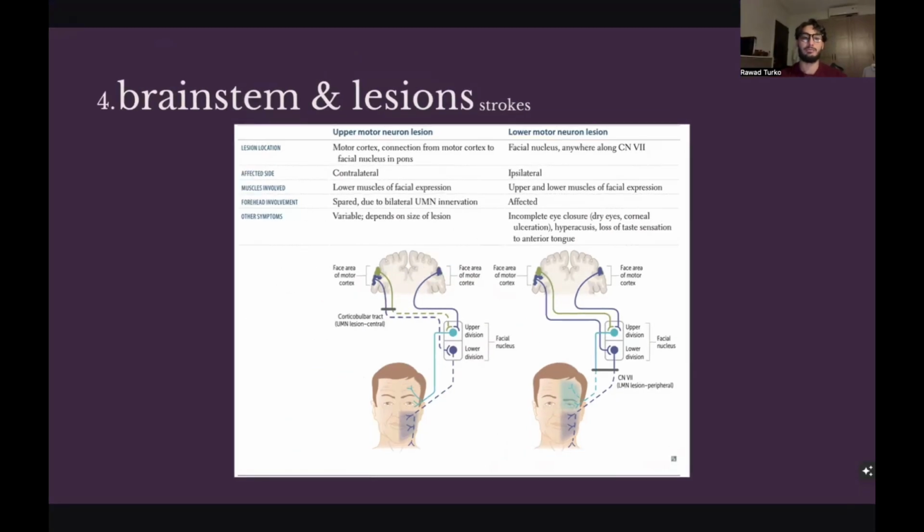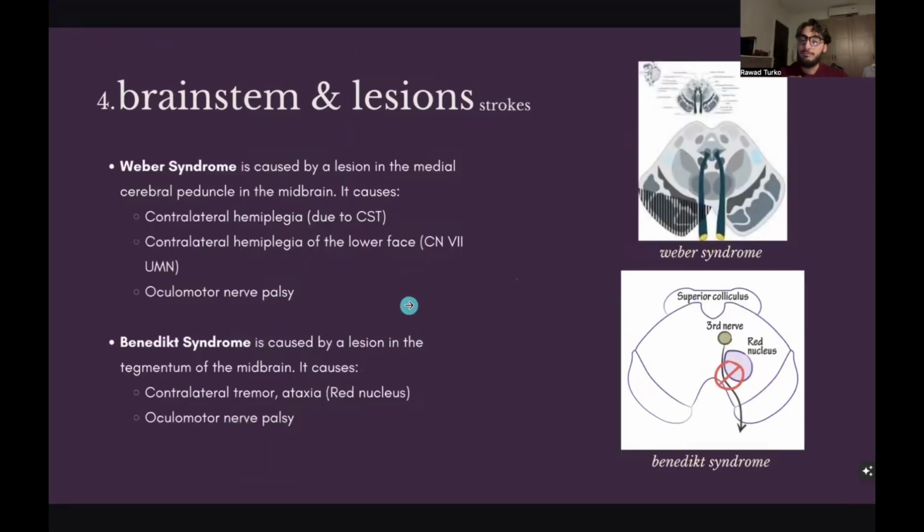Okay, let's move on. We're moving on right now to the midbrain, and there's just two main syndromes that you have to know. All you should remember is that the oculomotor and the trochlear nerve are in the midbrain. Okay. And just know the difference between these two.